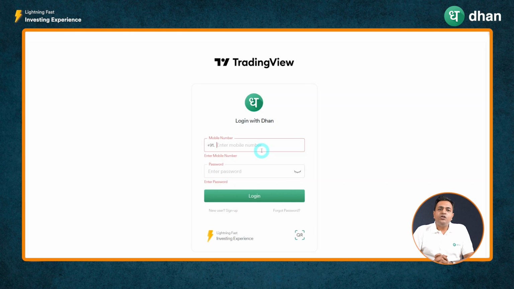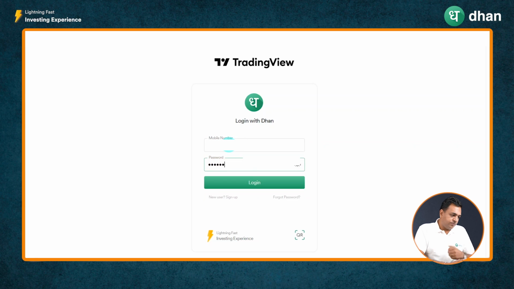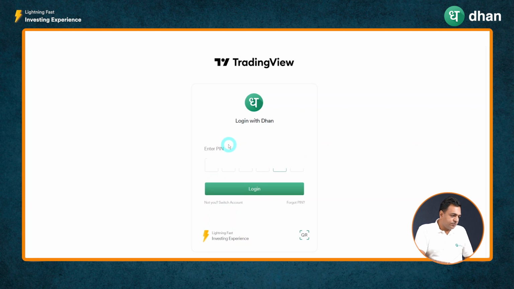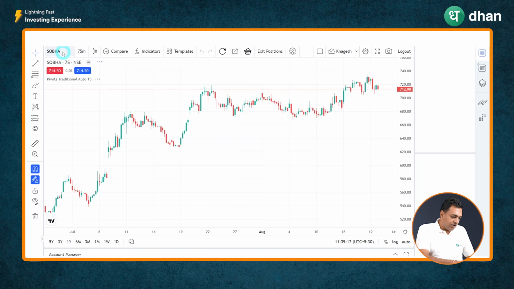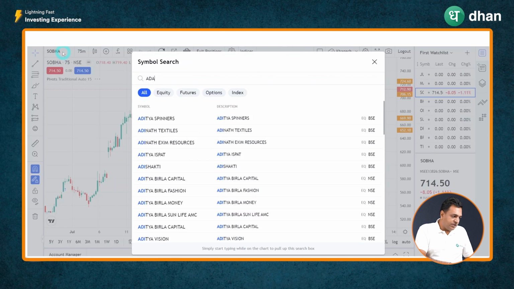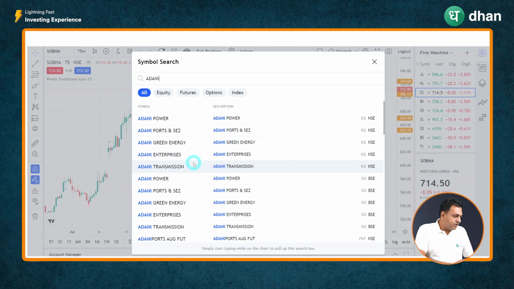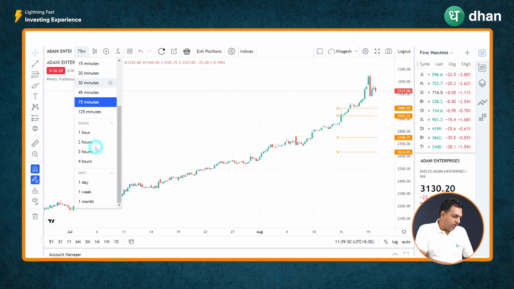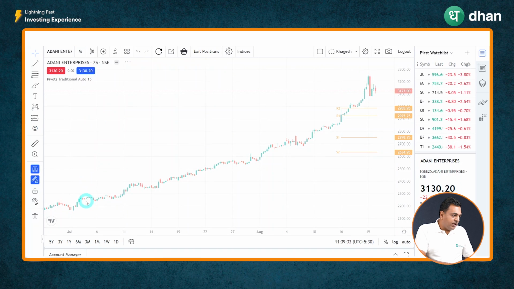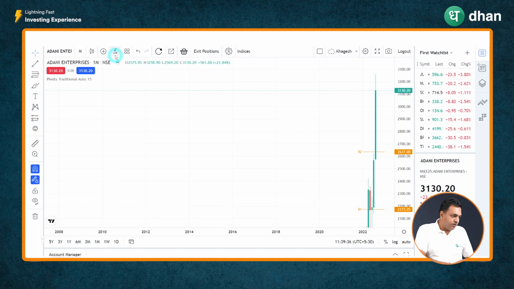So now folks, let me show you how to plot RSI in a given chart. So as you can see on my screen, I am trying to log into tv.dhan.co. So let me try to open the chart of Adani Enterprise, which is one of the stocks that we have recently discussed. Let me go to the time frame. Let me select time frame as, let's say, a monthly chart. And if I go to this option, let me delete all the indicators to begin with.